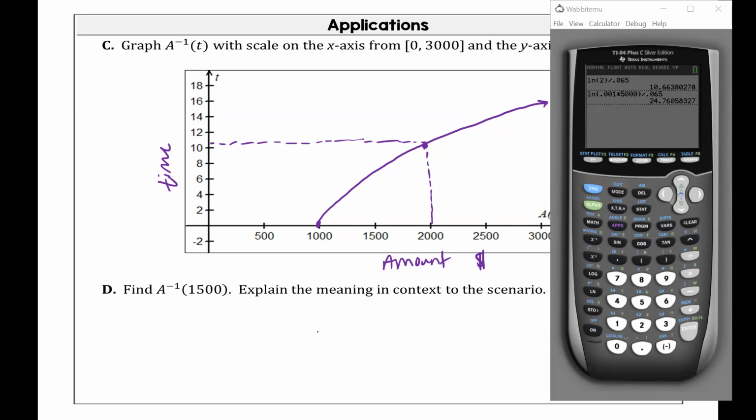So if we follow our little trajectory here, and then you can do the math check. I'm a little low. If you did it in the calculator, you should have gotten about 6.24. So we're at 6.24 years.